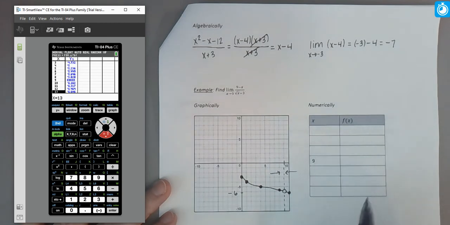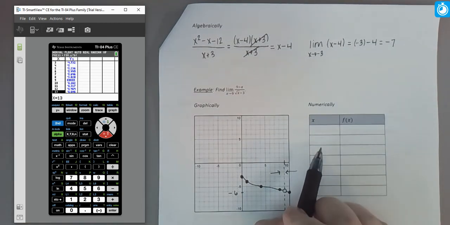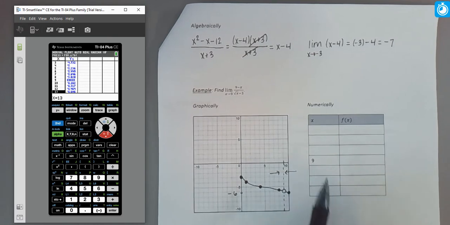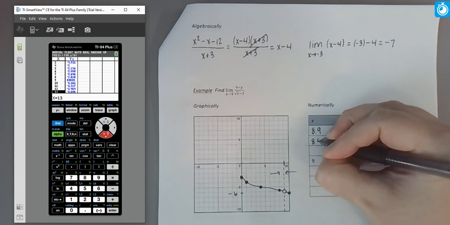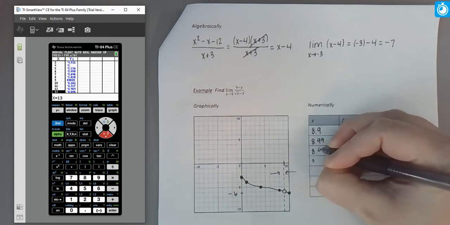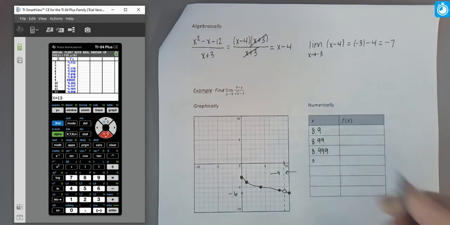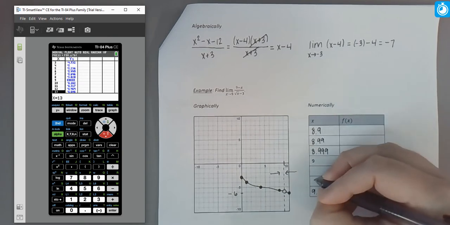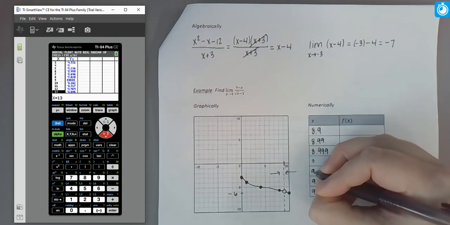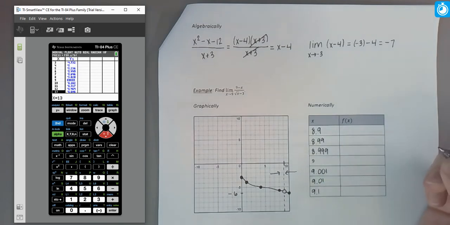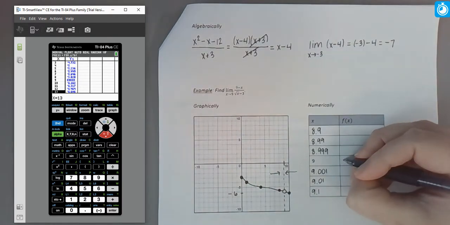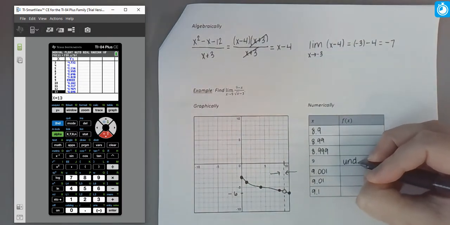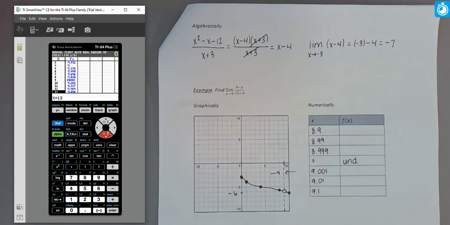Let's confirm that with the table. So around 9, numbers that are smaller than 9, numbers that are bigger than 9 but close to 9. So smaller than 9, we could have 8.9, 8.99, 8.999, and then bigger than 9, maybe 9.1, 9.01, 9.001. Okay. Now at 9, remember we determined it is undefined. There's that hole in the graph, and when we try to substitute in 9 at the very beginning, we end up with a number that is undefined.